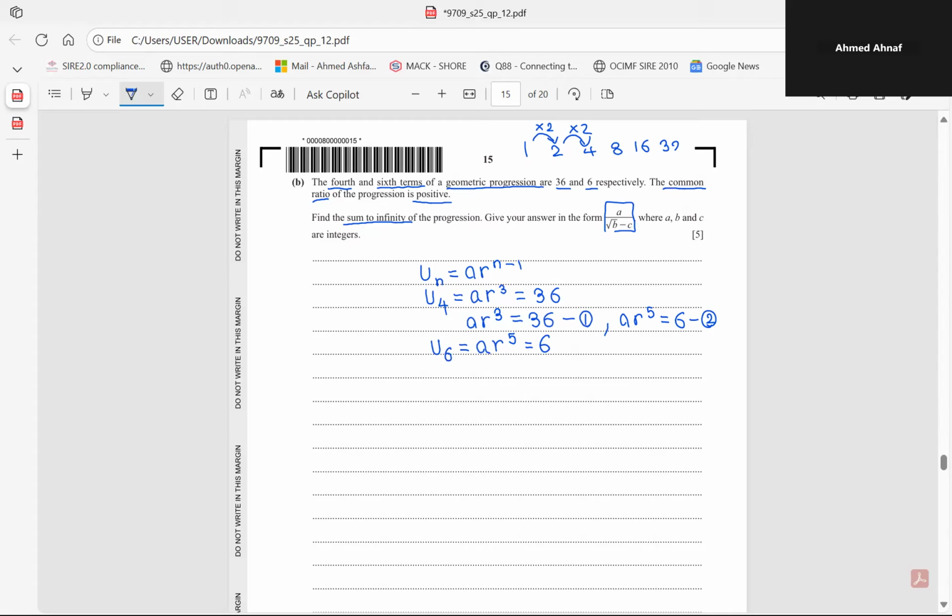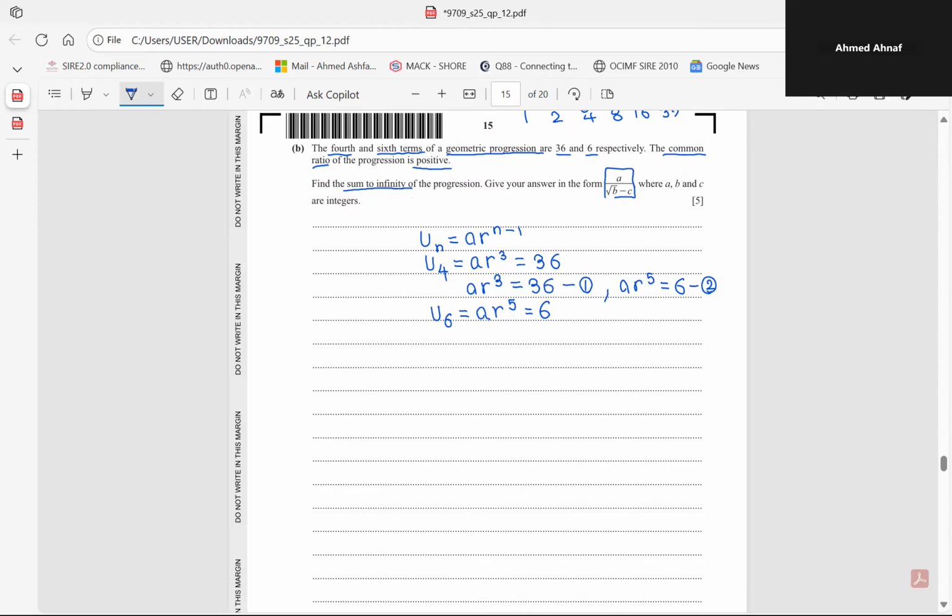Now let's take the second equation and factor out a times r cubed.